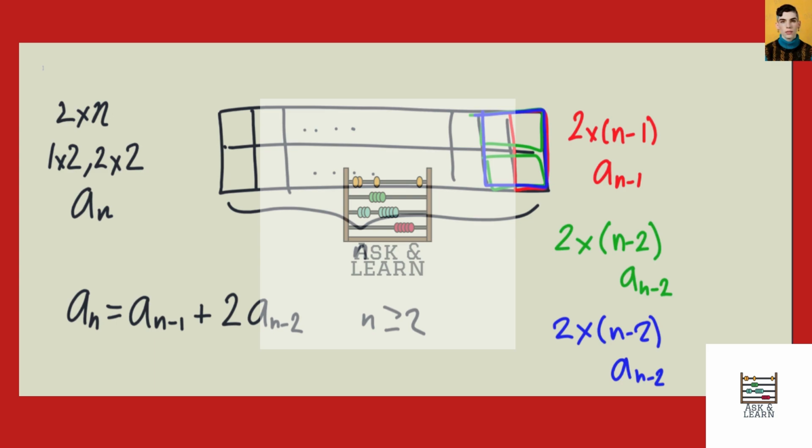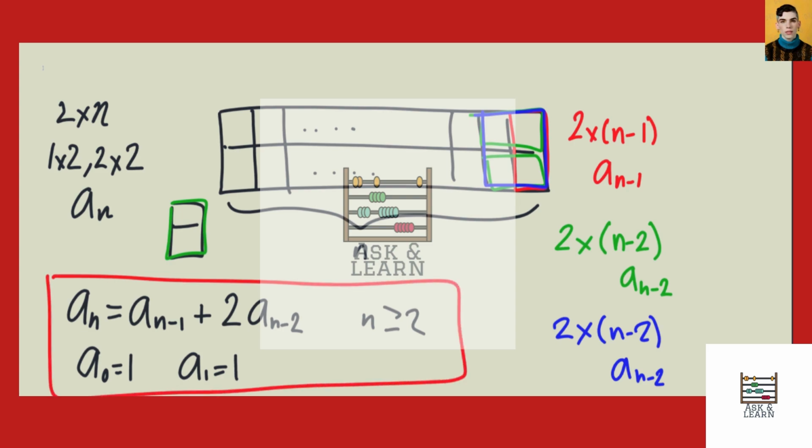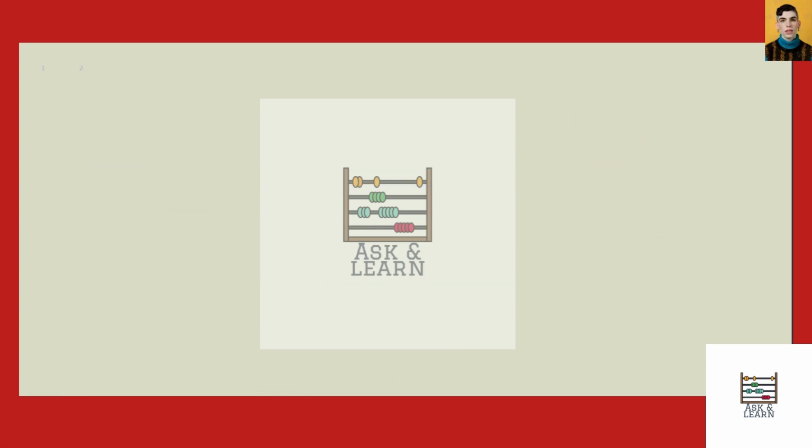Okay, and so we need our initial conditions then for n equals 0 or 1. So for a 2 by 0 checkerboard, that can be tiled one way, which is no tiles. So a_0 is 1. And then a 2 by 1 checkerboard, which would just be looking like this, can be tiled exactly one way by putting the 1 by 2 piece right on it. So a_1 is also equal to 1. Okay, so this is our little formula here.